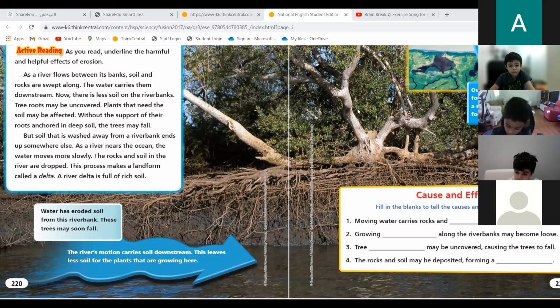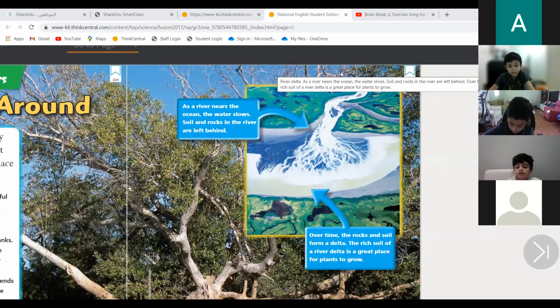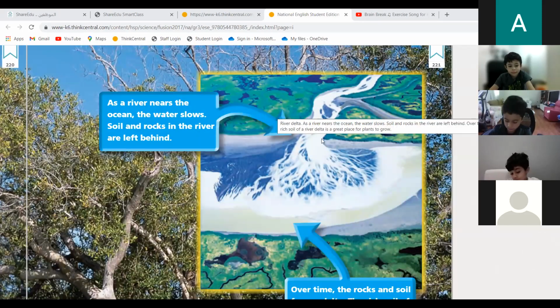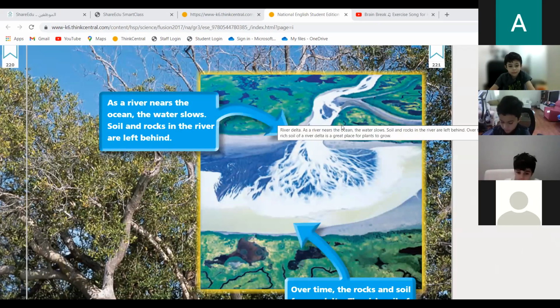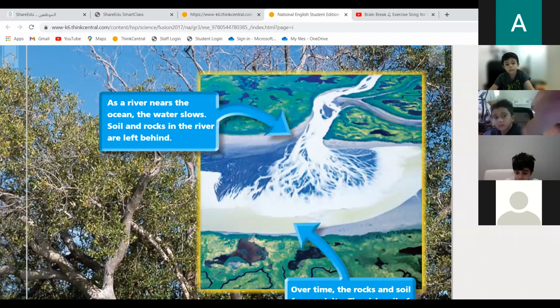Is that right? When soil is moved into another place, what happens? It will form a new land. When it forms new land, this land will be full of soil.